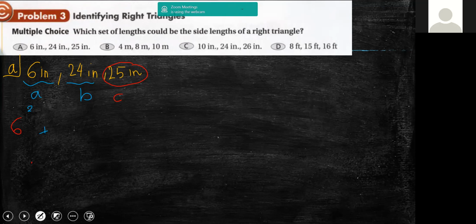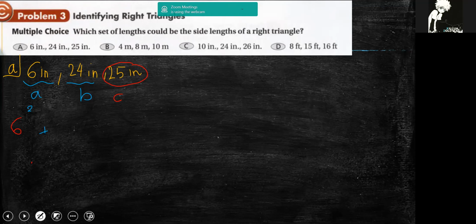But the most important thing is to tell me where C is. If C is correct, the other will be correct. How do we know the number C? Which is greater, 6, 24, or 25? 25. The greater one is C. Oh, okay. Thank you, Miss.